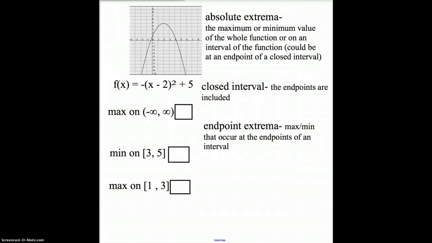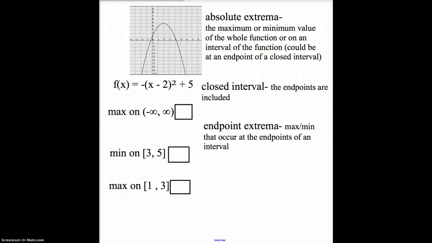Absolute extrema. Here's some vocabulary for you. The maximum or minimum value of the whole function, or on a specific closed interval. And remember that absolute extrema is always in a closed interval, and it could be at the endpoint of a closed interval. All right, new vocabulary again.